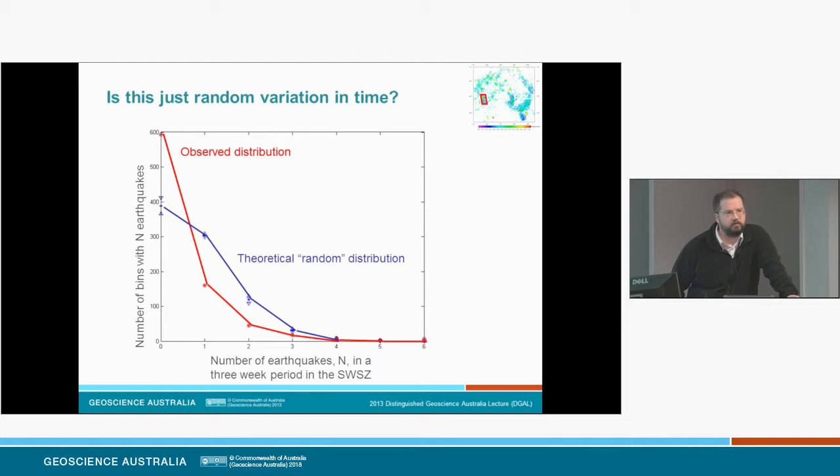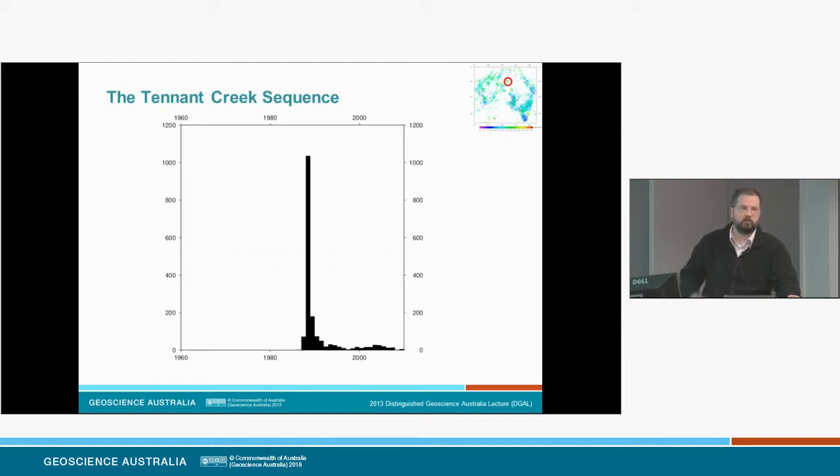What this indicates is that the catalogue in this area is clustered. There are more periods than we would expect with no earthquakes, and there are more periods than we expect with lots of earthquakes. They're not randomly distributed. And the best example of that is Tennant Creek, up here in Central Australia. Between 1960 and 1989, as far as we can tell in the earthquake catalogue, there was nothing. Zero.